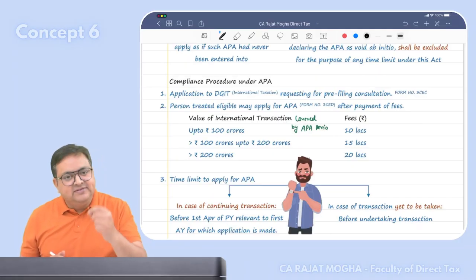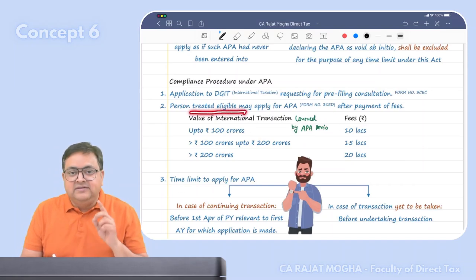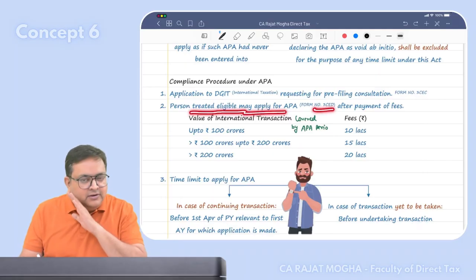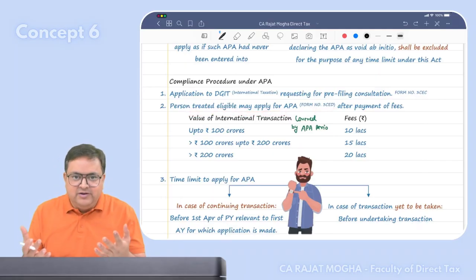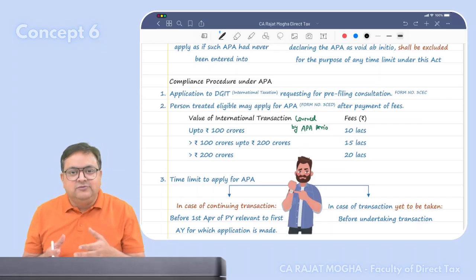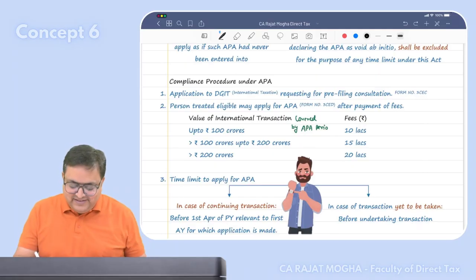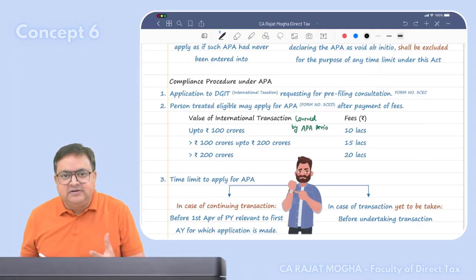Okay. Let's say they say yes. Person treated as eligible. Now, if you are considered an eligible person, then you can apply for the APA. There is a form number. No need to remember the form number, although I have given it. Why have I given it? Once you qualify, you would require these form numbers, so you can pick up the book and see what the form number is. Guys, these notes, I believe that you must have downloaded the notes.